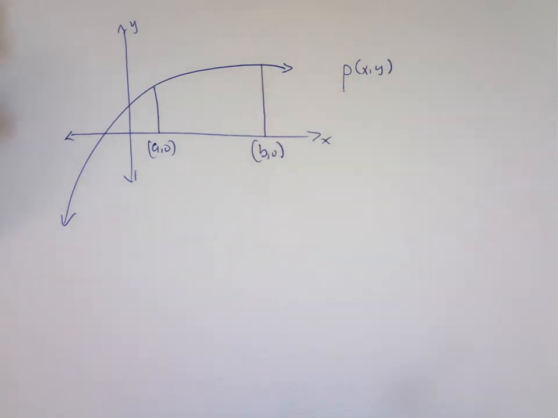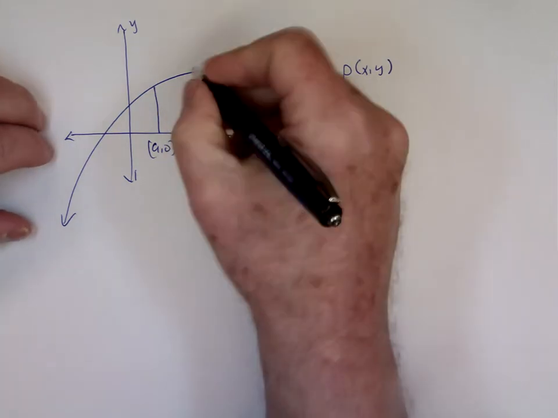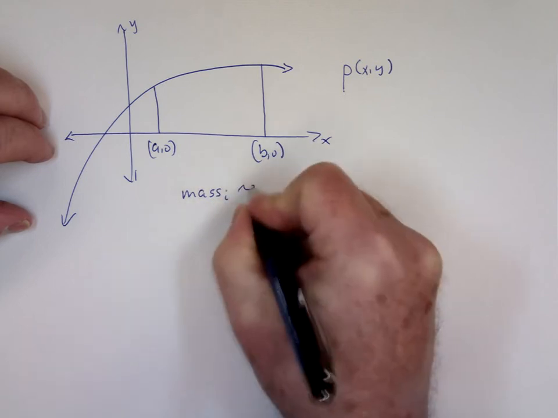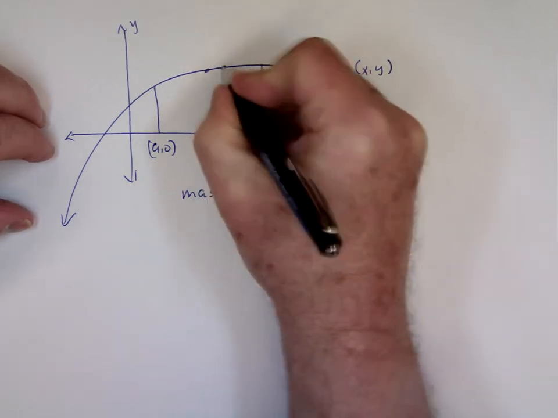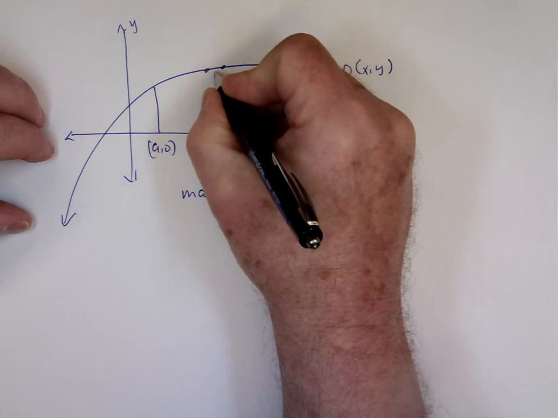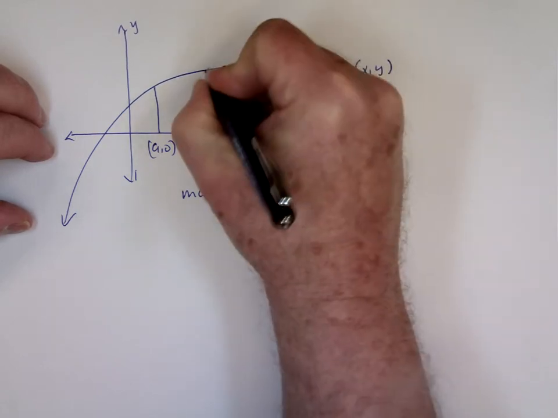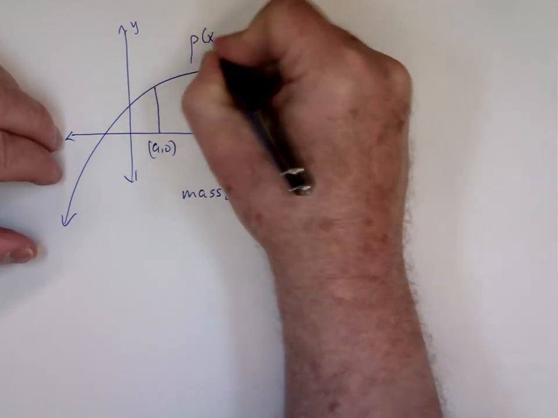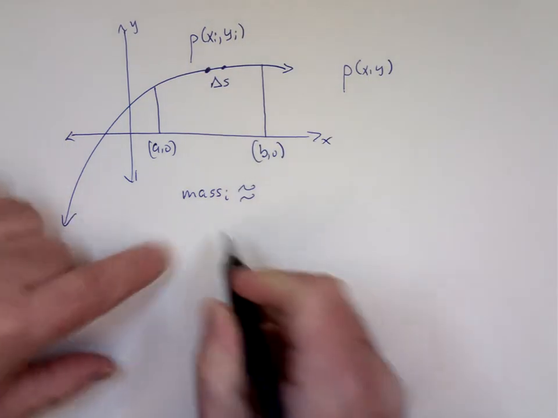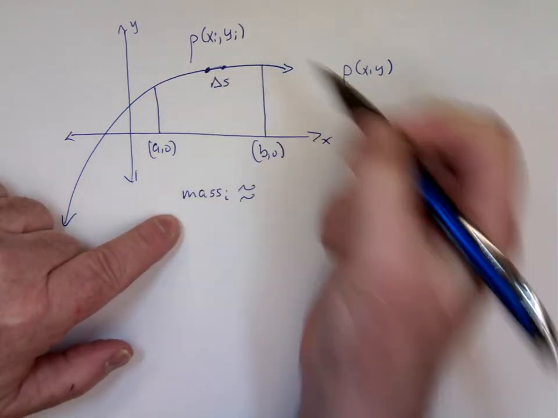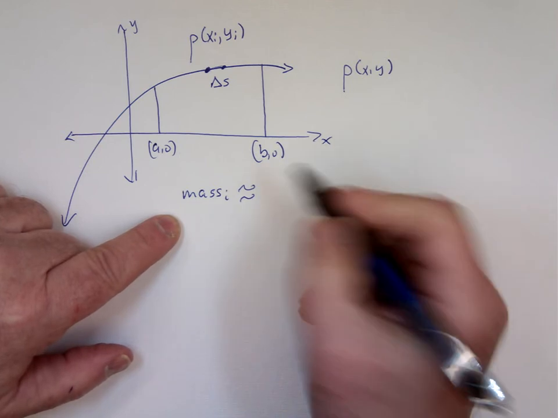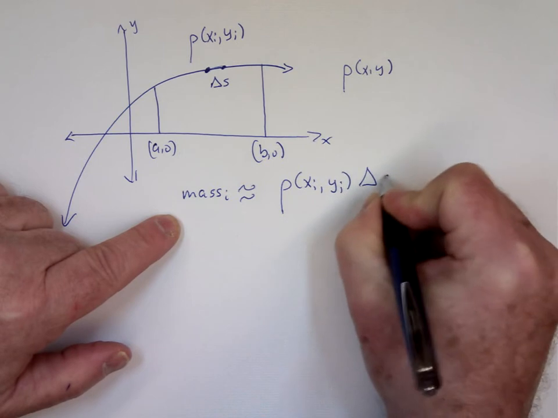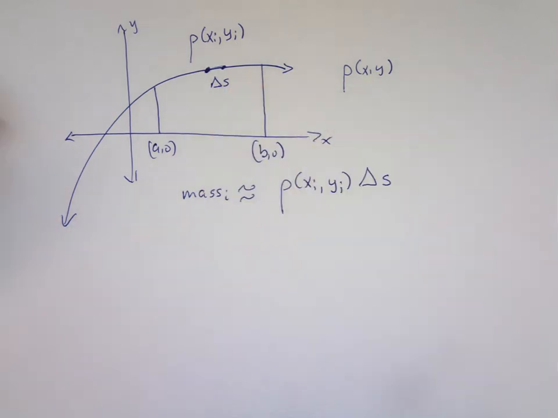Now, to find the mass of this wire, what we could do is an approximation for a little piece of that by taking some arc length, delta S here, and taking the density function, let's say at this point, the initial point, and find the mass of this piece of the wire over that arc length to be the density function at that point times the length of the wire, delta S. Okay?